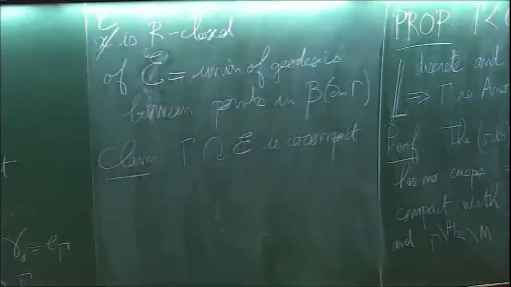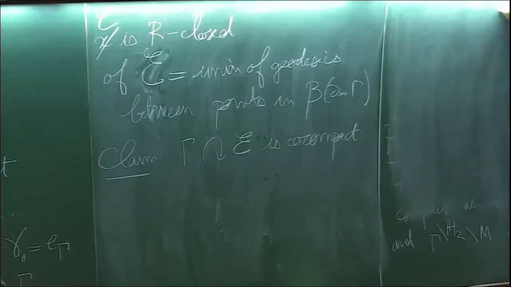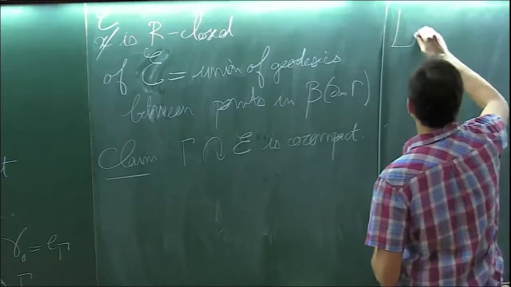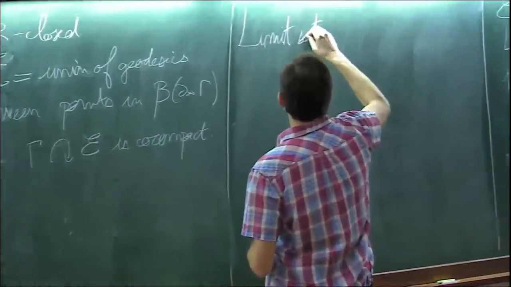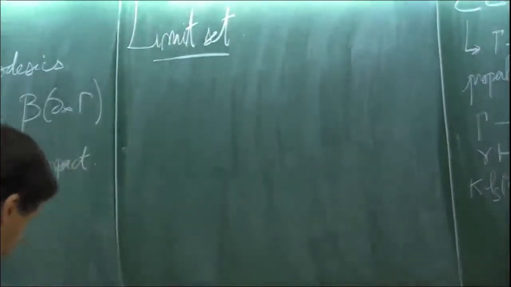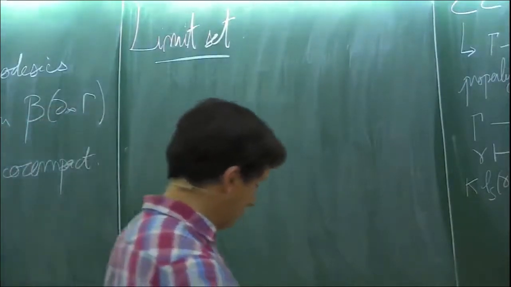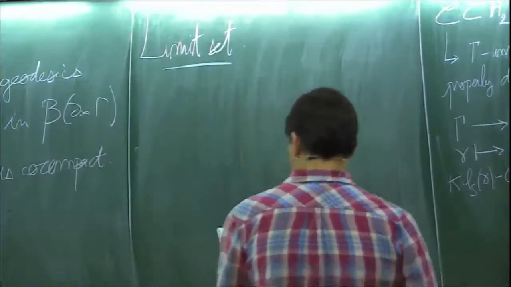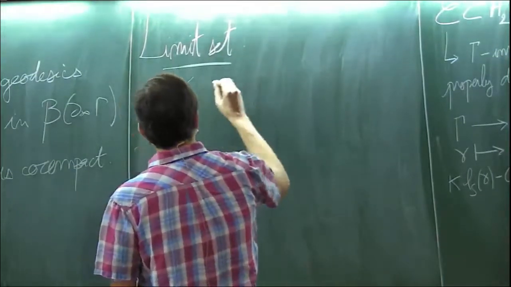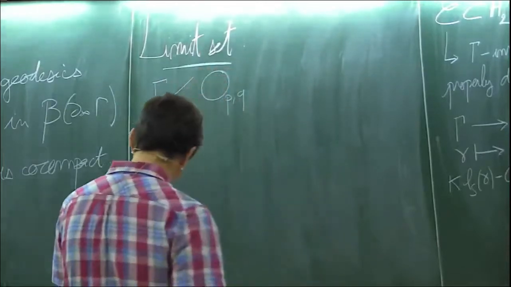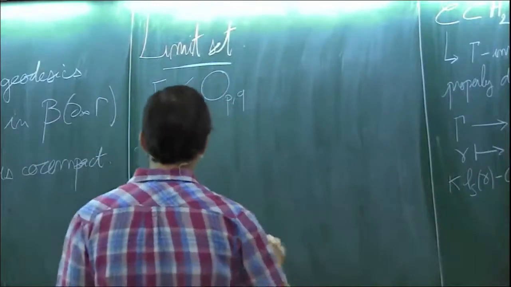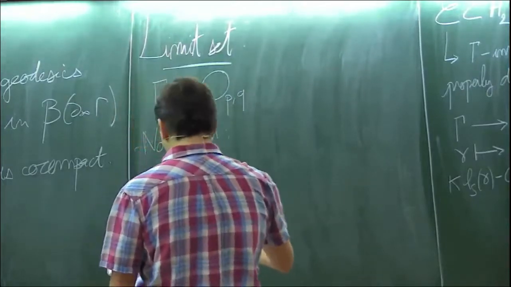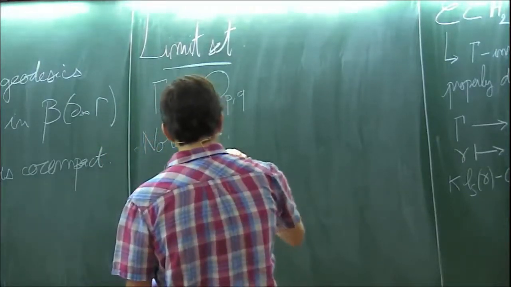So before doing this, I want to make some remark on the limit set, which is an important notion for discrete groups. I have now an ad hoc definition of limit set, but it is in fact a quite subtle object. So I restrict the group in OPQ, and I will denote by lambda subscript gamma the closure of the following set.